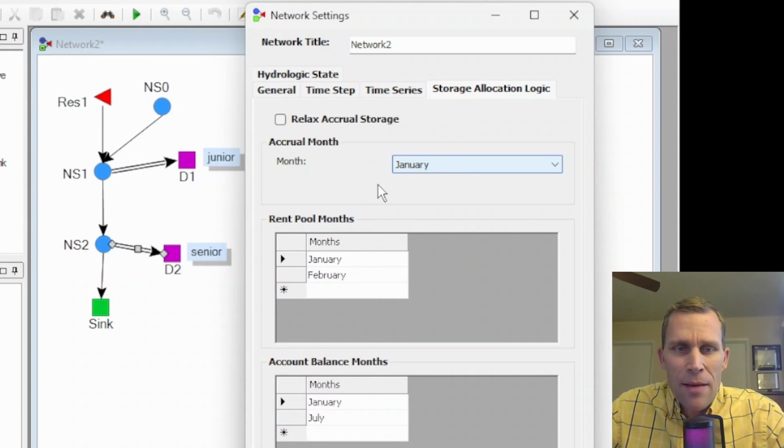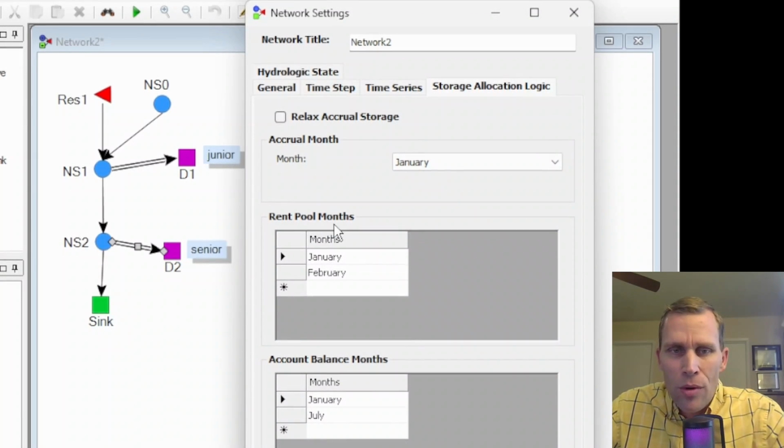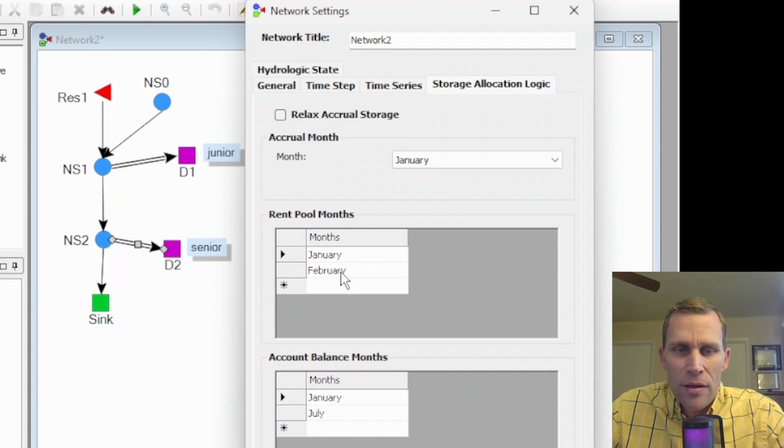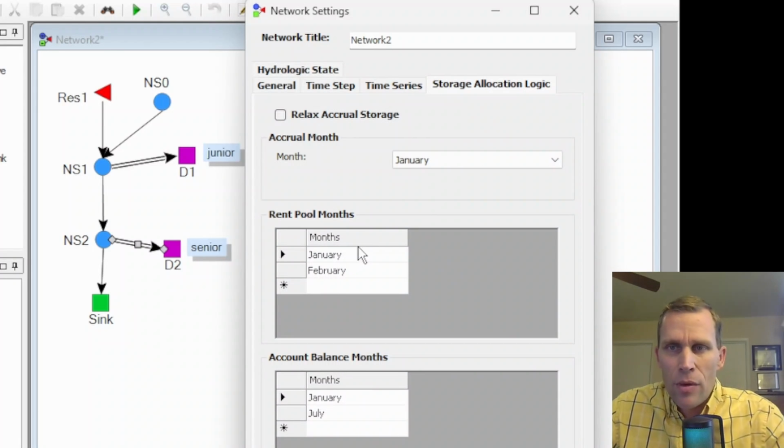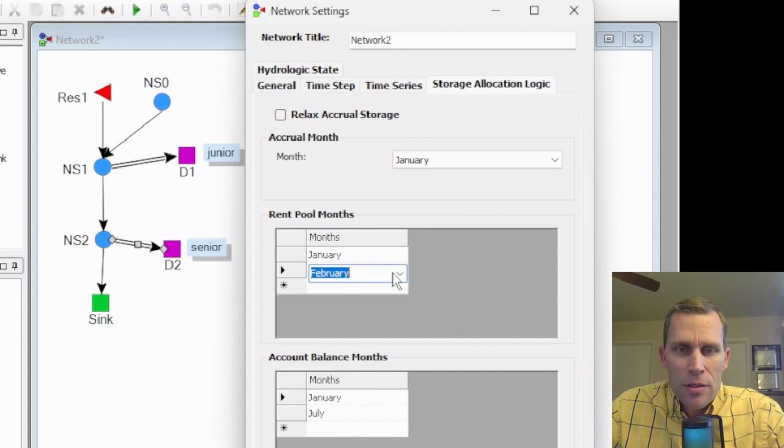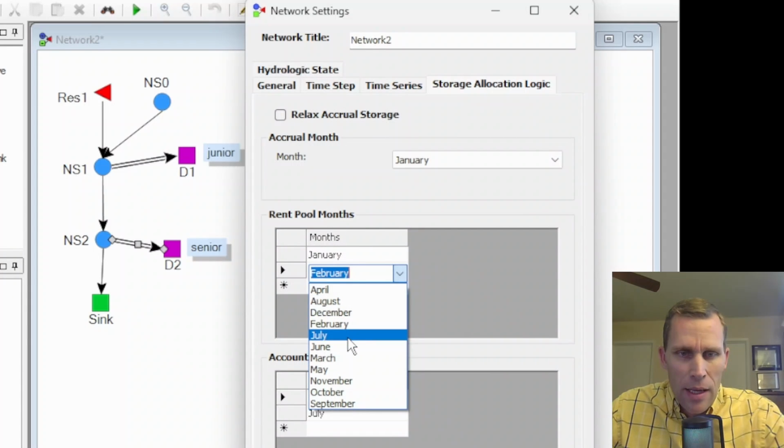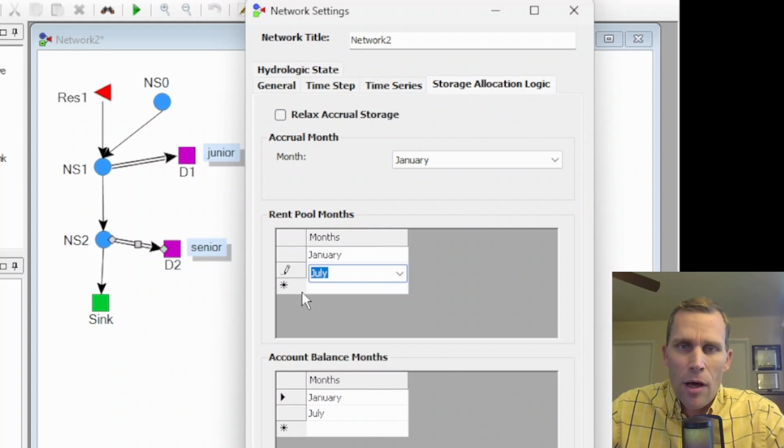If I click this tab, now for rent pool, I can specify which months of the year or which time periods of the year that the rent pool recharges or restarts. Now, you may only have 1 month if you're using a 1 month time step, and that would repeat year after year. Let's go ahead and select January and July, though. So they're kind of on opposite sides of the calendar, 6 months apart.